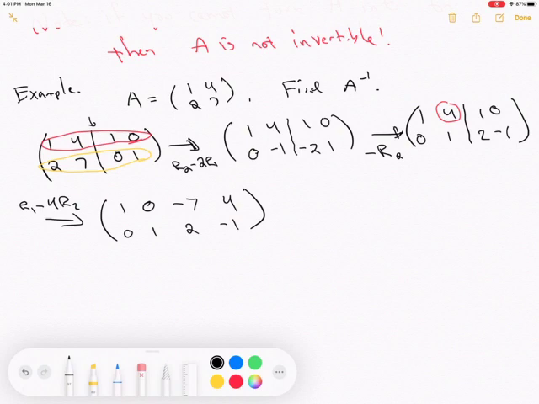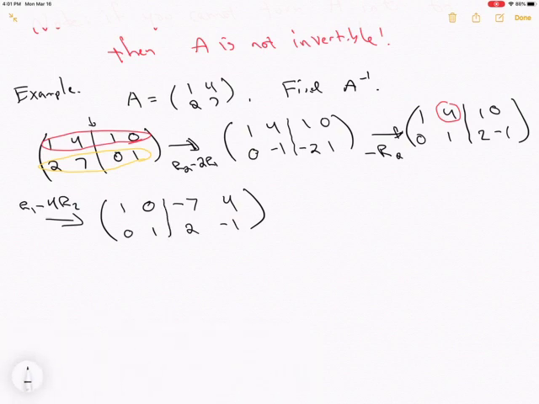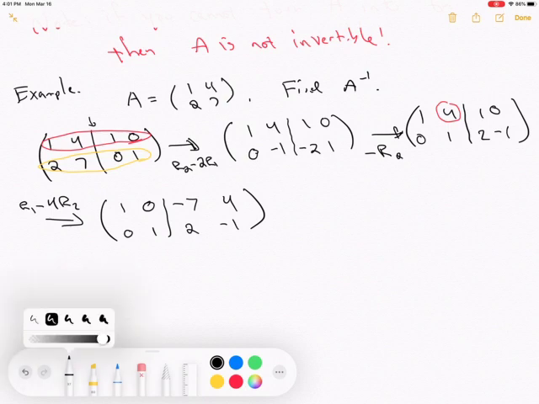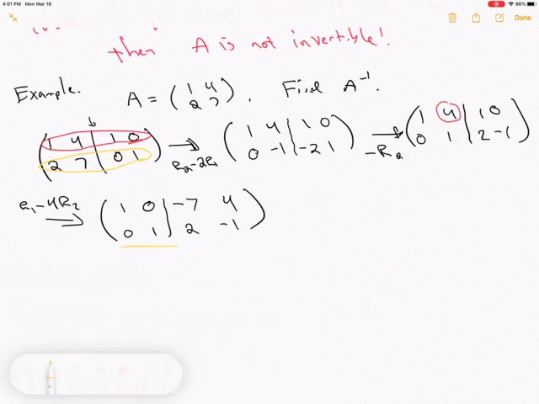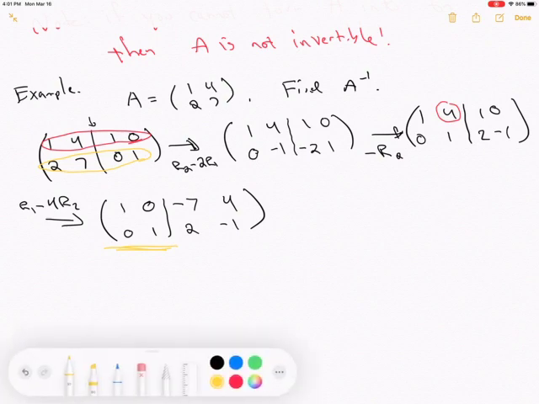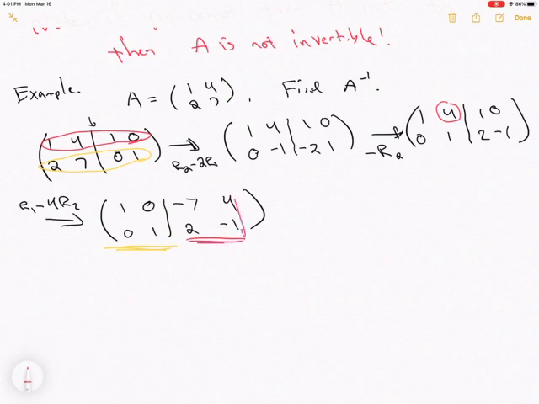And so at this stage, we have performed a sequence of row operations, and we've turned the left-hand side over here into the identity matrix. And according to the method, what that says is that this right-hand side here is A inverse. That's the inverse matrix.